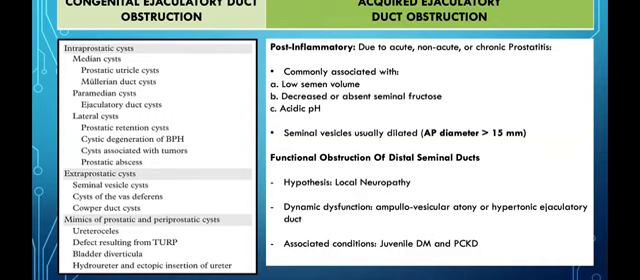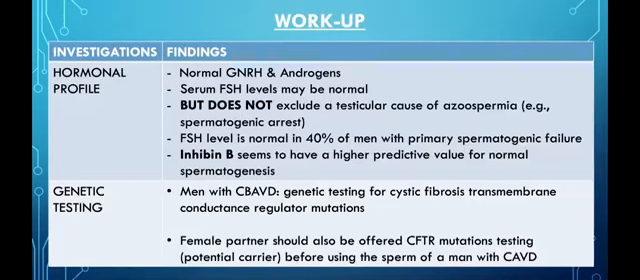You do get a functional obstruction of the distal seminal vesicles and seminal ducts, and this is hypothesized to be a result of a local neuropathy. So there's usually an adynamic segment almost. Either there's pelvovesicular atony, or there's a very hypertonic ejaculatory duct. So it's literally occluding the outflow of the seminal vesicles and the ejaculatory duct. And this has been shown to be associated with either juvenile diabetes mellitus as well as polycystic kidney disease.